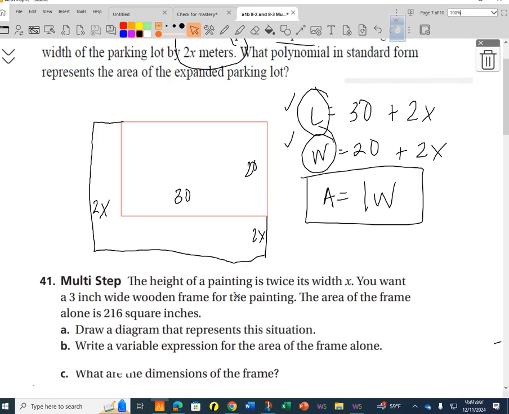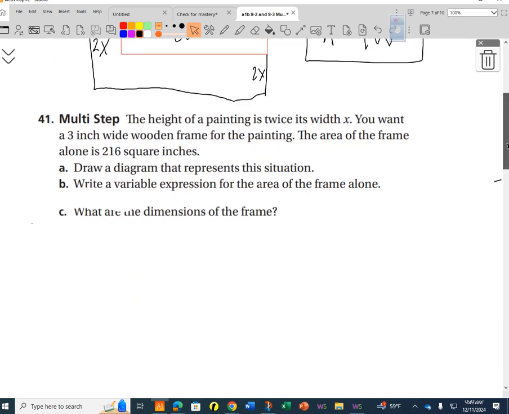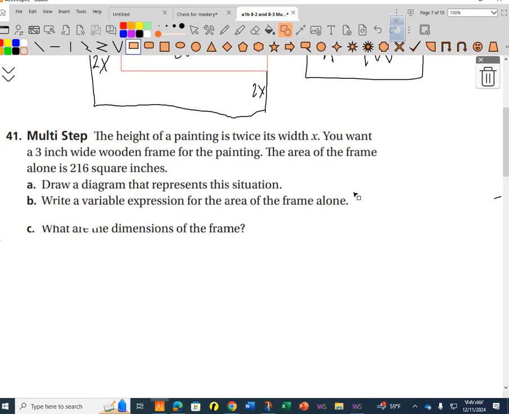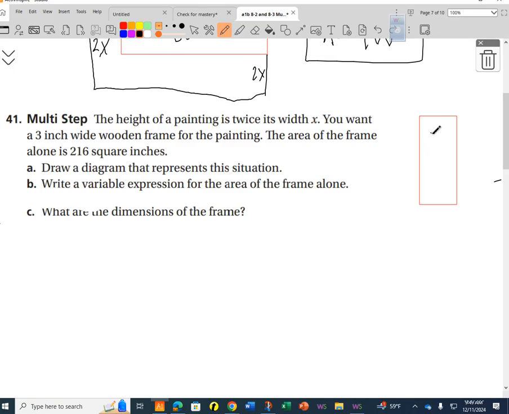Okay, so 41 you have on your homework. We are going to draw a diagram that represents this situation here. So this one is a little bit different. It says the height of a painting is twice its width. So we're going to draw a rectangle that represents our painting. Mine's going to be a sunset on the ocean. I'm quite the artist. All right, that's my painting. Make sense?